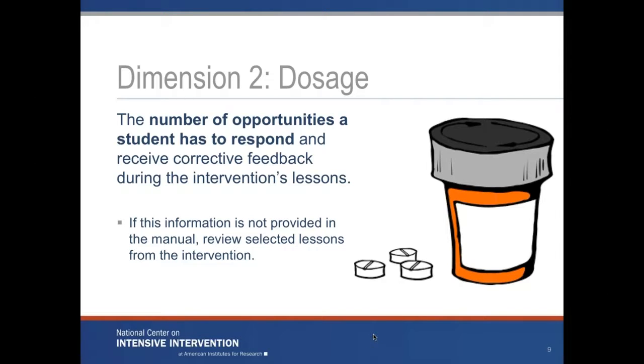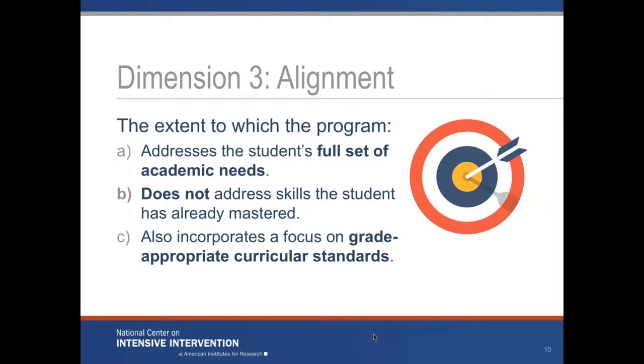You might add additional sessions. You might make the sessions longer. You might reduce the group size so you can give more individual support. Or you might make more practice opportunities within the lesson so that the students have more opportunities to respond and receive feedback. The third dimension of the taxonomy is alignment.